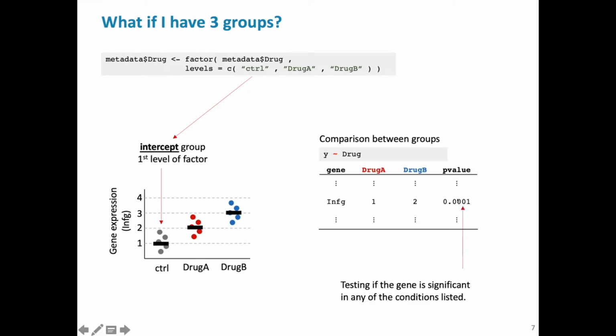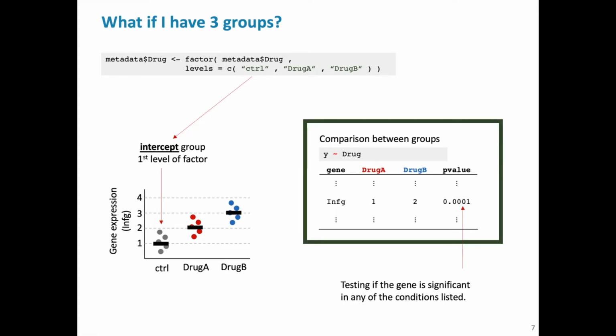Remember that you can have these results, and this p-value now means that we're testing if that gene is significantly different than 0 in any of those conditions listed. So now we have a p-value with all the tests that we're performing, with all the groups. And that's basically how you're going to do it. If you have 4 or more groups, it is exactly the same: a table with the results for every group. By default, if drug A and B are 1 and 2, the control is always 0, because we're comparing to that one.